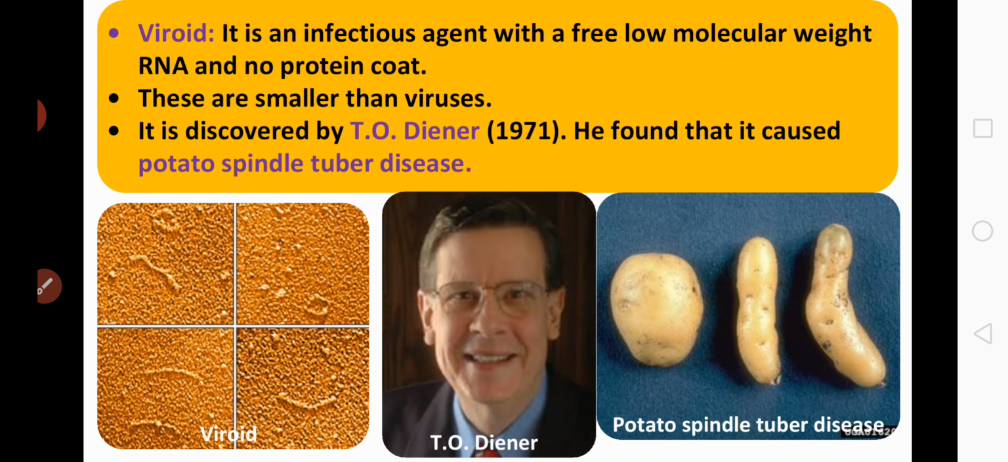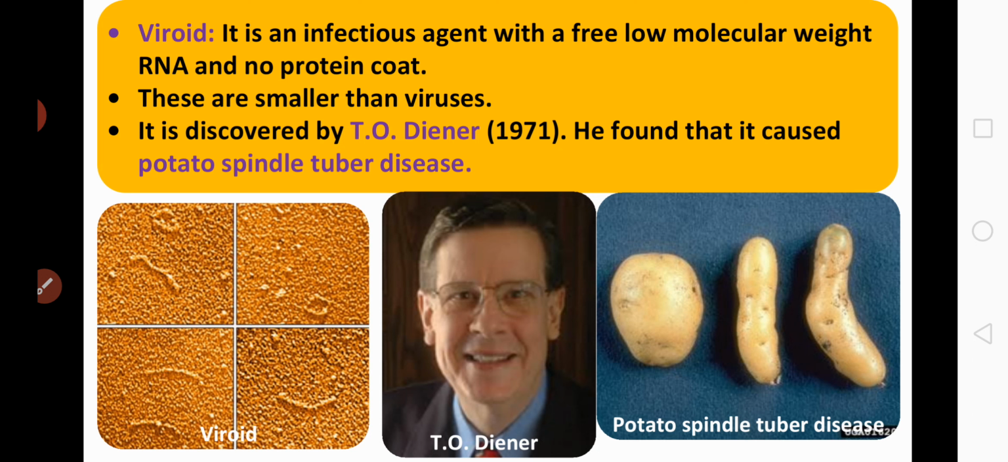So the next topic is viroid. This viroid is an infectious agent. That means it can cause diseases, and it mainly contains RNA, whereas protein coat is absent here. So the difference between the virus and the viroid is, viruses contain the protein coat along with the genetic material, but viroid lacks the protein coat. That means protein coat is entirely absent and the genetic material is always RNA.